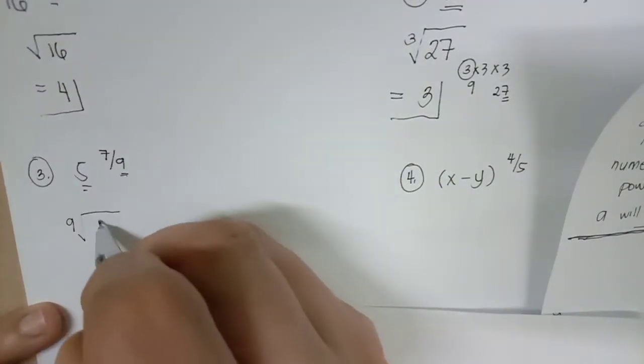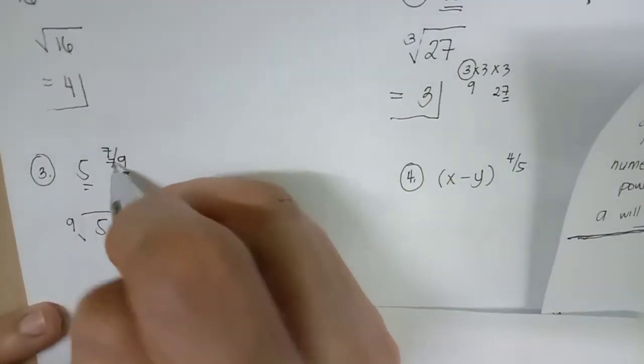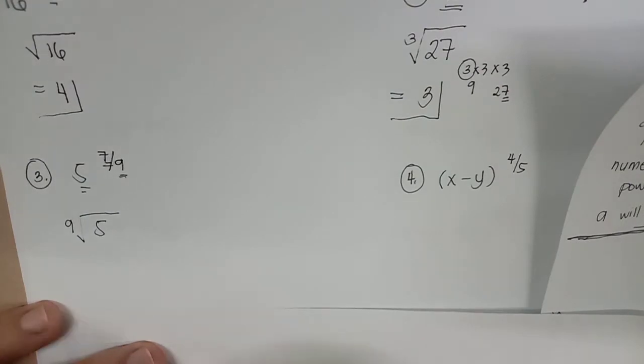Copy the base, which is 5, and the power, which is the numerator, will serve as the exponent of the radical. So, ito na po. Wala na pong pwedeng i-simplify dyan. Okay? So, kung wala na po, ayan na po yung tamang sagot. So, that will be the final answer.